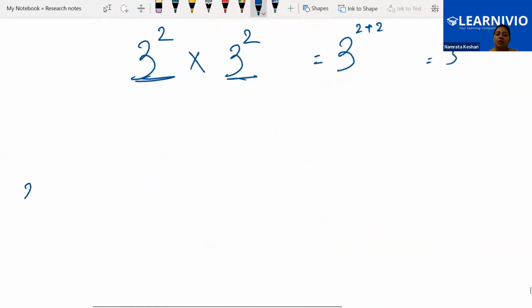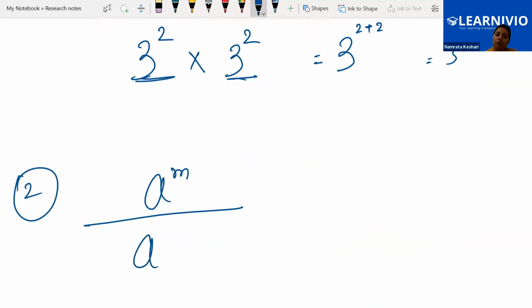Now the second rule is, whenever we are having a to the power m over a to the power n, or we can also write it as a to the power m divided by a to the power n, then the result will be a to the power m minus n.